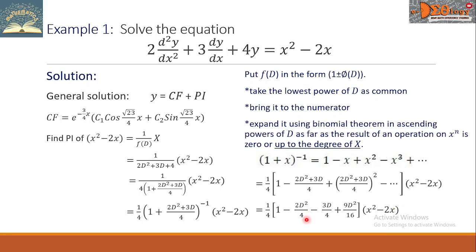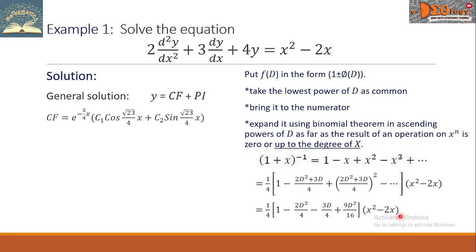It becomes like this. 1 we copied here, minus, we split the numerators, and we have this 2D squared over 4 minus 3D over 4. Plus, when we split this fraction, we're going to copy only the 9D squared over 16. The remaining terms will have a degree that is more than 2, so we don't copy them. Then we have this x squared minus 2x.